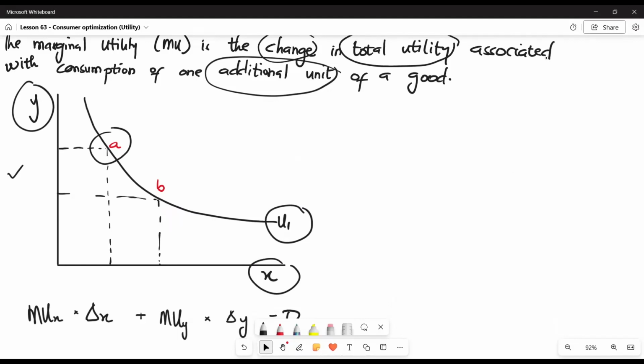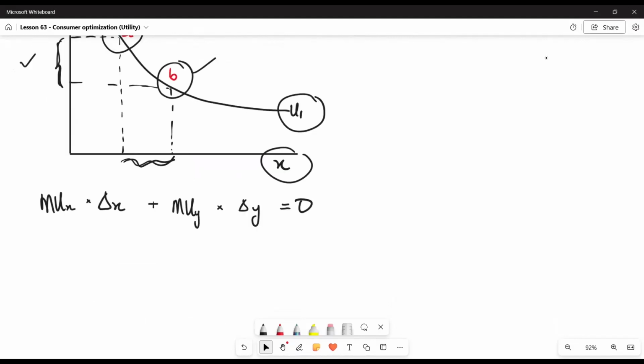As we move down along this indifference curve from point A to point B, this involves some loss of good Y and a gain of good X. Now, since point A and point B are on the same indifference curve, which implies the same utility, it simply means that the utility we've lost from consuming less of good Y should be equal to the utility we gain from consuming more of good X as we move from point A to point B. Mathematically, we can rewrite this as MUX multiplied by the change in X plus MUY multiplied by the change in Y. And since the utility along the indifference curve is still the same, the change in the total utility is equal to 0.